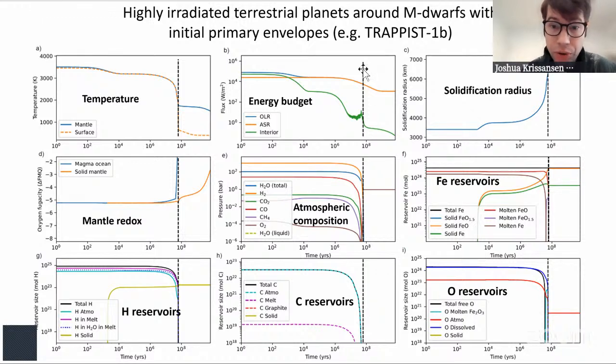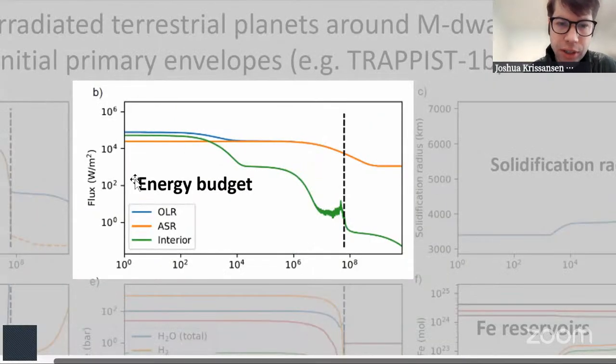The dashed vertical line is showing you where the magma ocean terminates. The solid is where the surface is solidified. And so just zooming in on a few of these plots, what we see is that because the bolometric luminosity received is so high, it's just driving a lot of hydrodynamic escape.